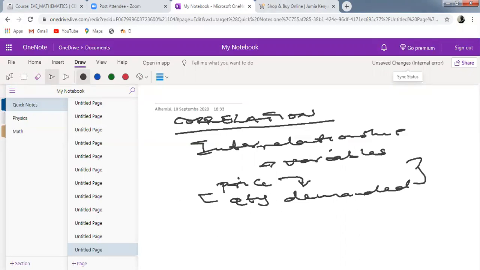These two variables are known as either dependent or independent. One variable is known as dependent and the other one is known as independent variable. The independent variable will be used to measure change in the dependent variable. Like for example, in this case, what will affect the other is actually the price here. The price level will determine the quantity that is being demanded.